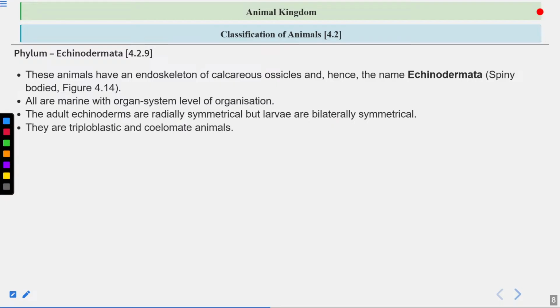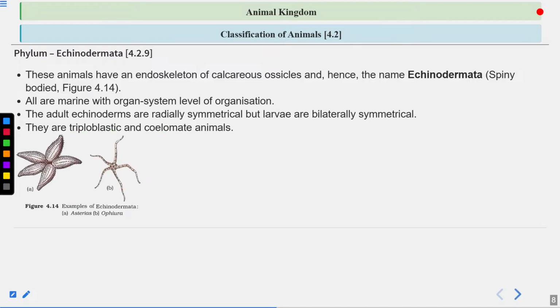They are triploblastic and coelomate animals again. Triploblastic means they develop from the three germ layers. And coelomate animals means they have a true coelom, meaning the body cavity is lined by the mesoderm. So you can see these are examples of Echinodermata.